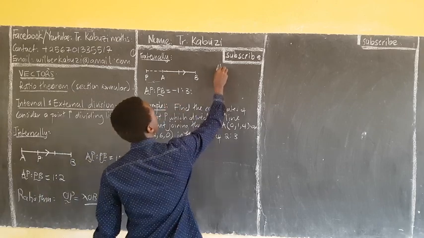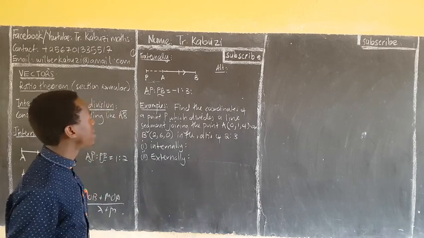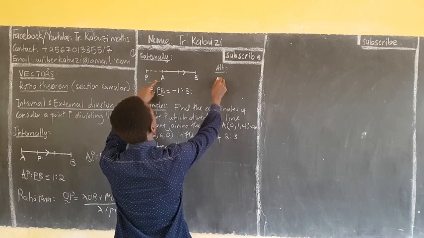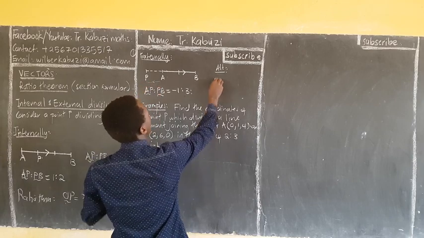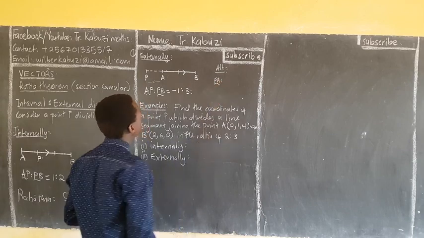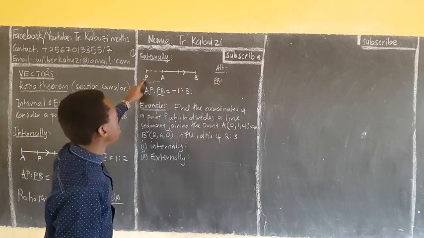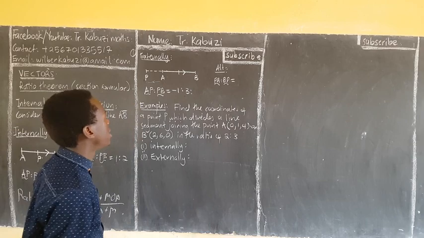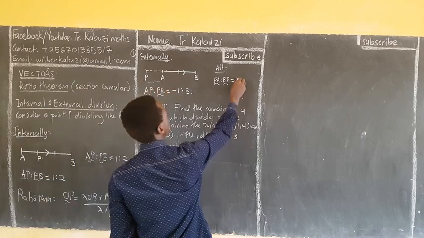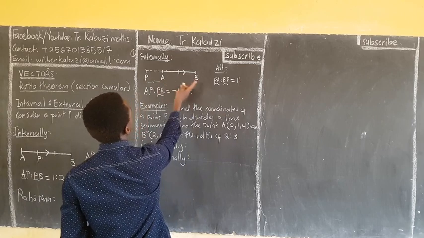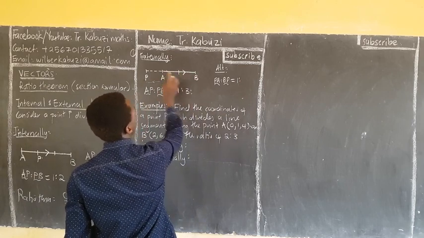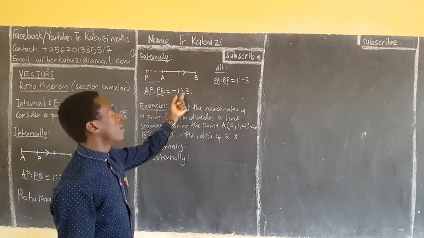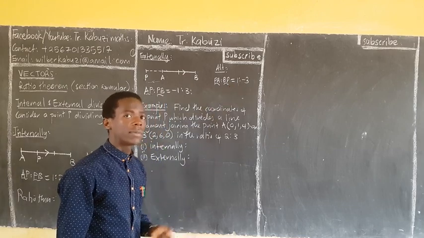Alternatively, if I consider the ratio of PA to BP, I would have changed the direction. PA is in the direction of AB, so it's positive. To BP, the BP is opposing, taking 1, 2, 3, which is negative 3. So you see, if it's an external division, one of the ratios should be negative. You should put that in mind.